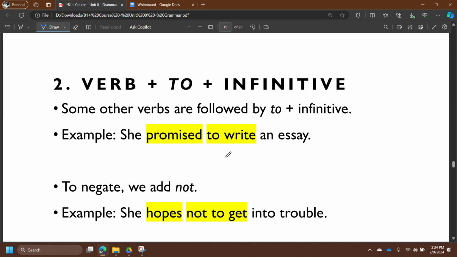Pattern 2, verb plus to plus infinitive. Some of the verbs, guys, are followed by to plus infinitive and not a gerund. Example is promise. She promised to write an essay. This is okay. To negate it, we just again add not. For example, she hopes not to get into trouble. Not to get. Or she promised not to write an essay.